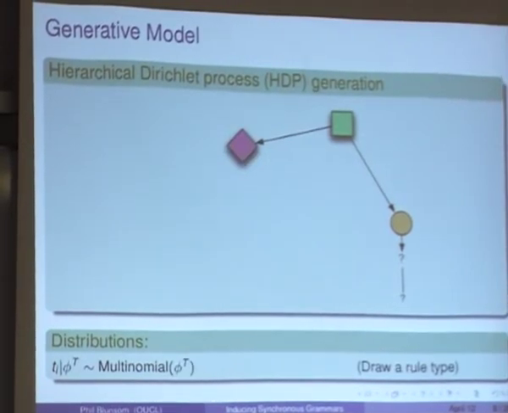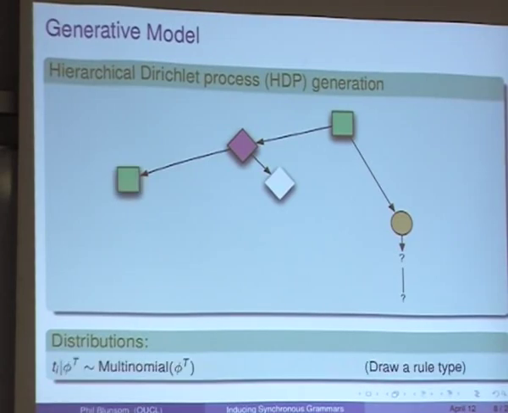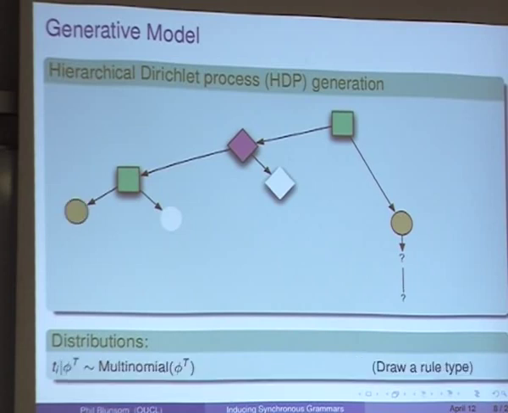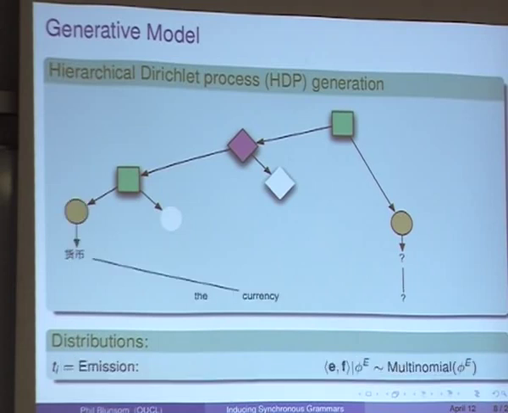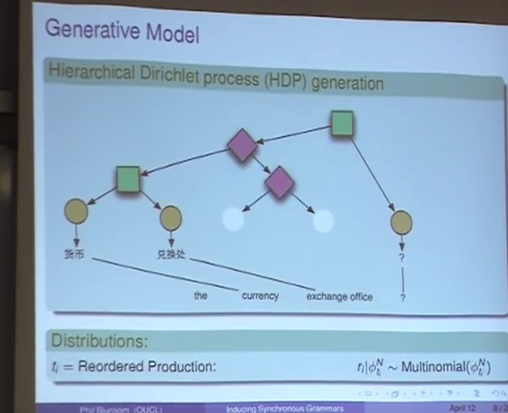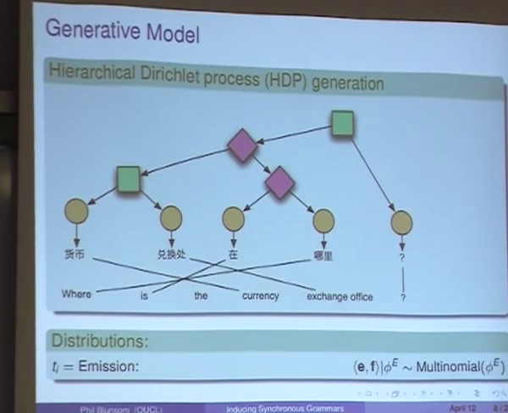Again, we go through this process. So we now draw a rule. This time it's a diamond, which means there's going to be a reordering underneath that one. And so we just keep recursing, going through this process, drawing from multinomials for types and then the rules, and keep generating right down to the leaves and generating the sentence. And because of the reorderings, I put the terminals in the right position. So this is the way that the parallel corpus is generated.